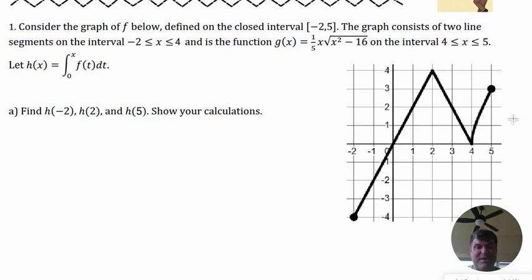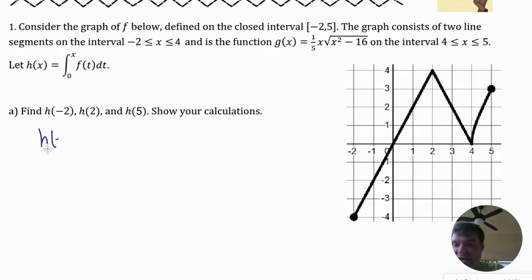This is a very common FRQ where they're going to give you a graph. So you can see right here the graph of f below defined from -2 to 5. It's going to give me two line segments between -2 and 4, and then g of x is this little thing right here, and that's from 4 to 5. It's also going to tell us the integral defined function of h, which is the integral from 0 to x. So let's go ahead and do this and find out these values.